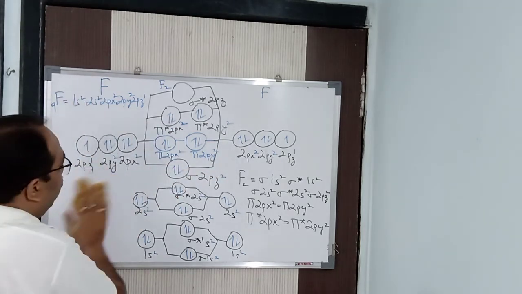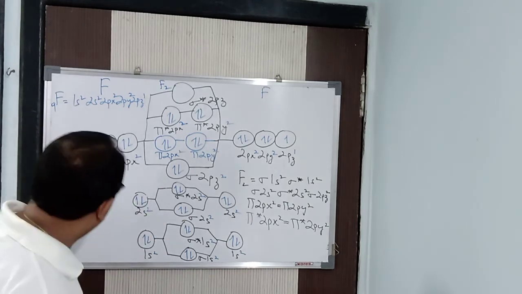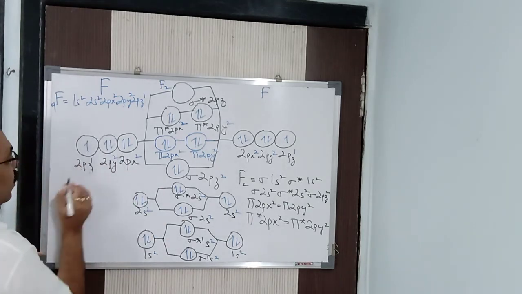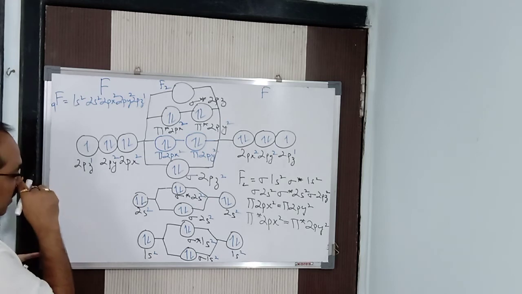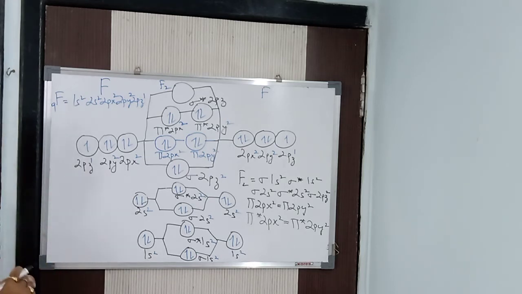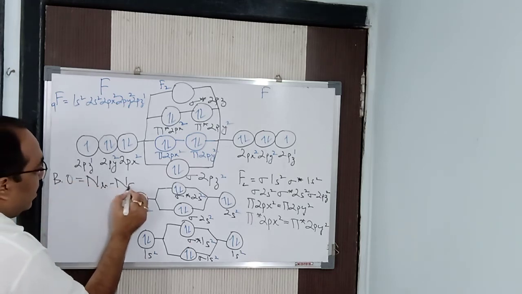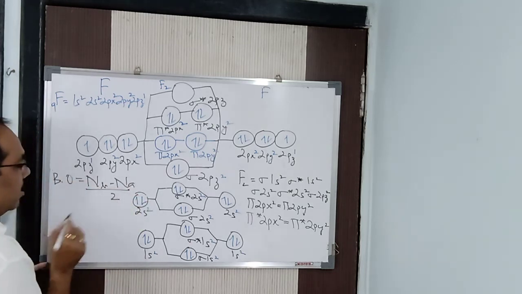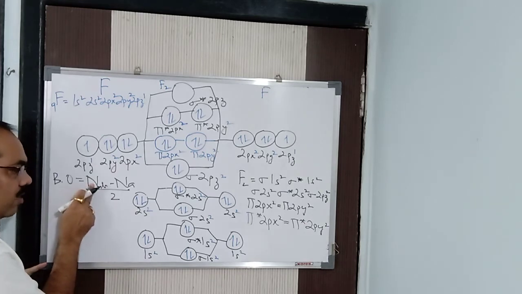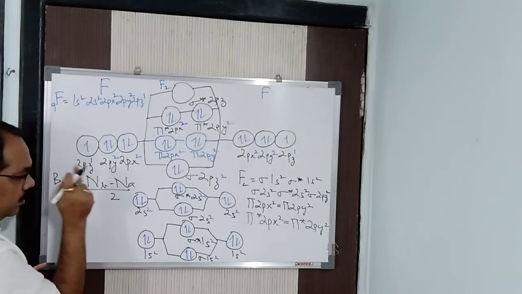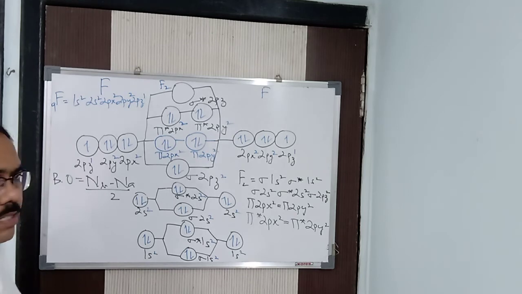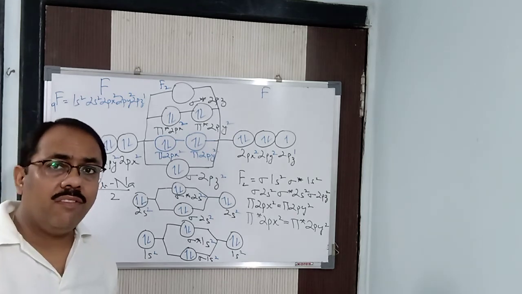After finding this out, what more can we come to know? We can calculate the bond order. Bond order is (Nb minus Na) divided by 2. What is Nb? Number of bonding electrons. What is Na? Number of anti-bonding electrons.